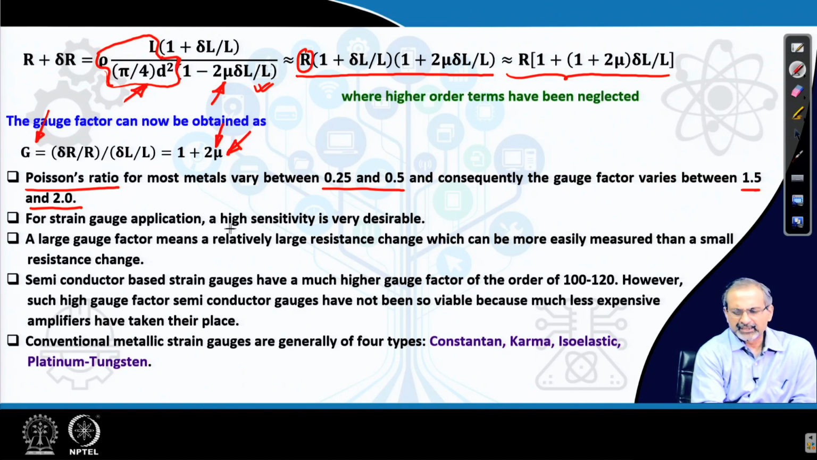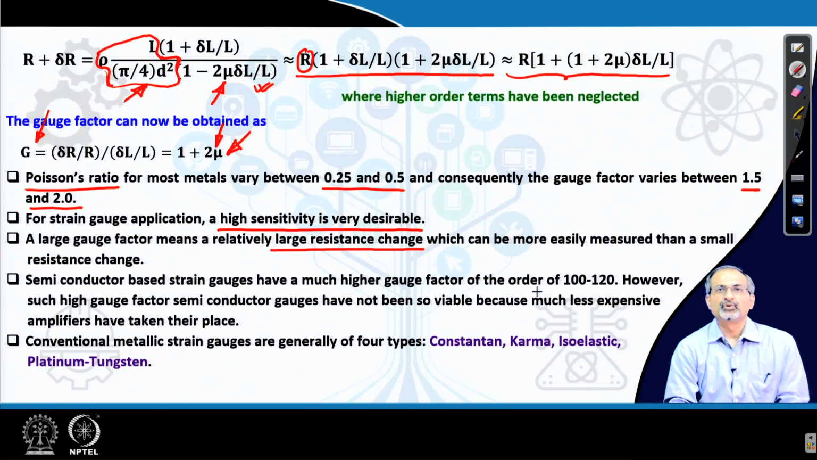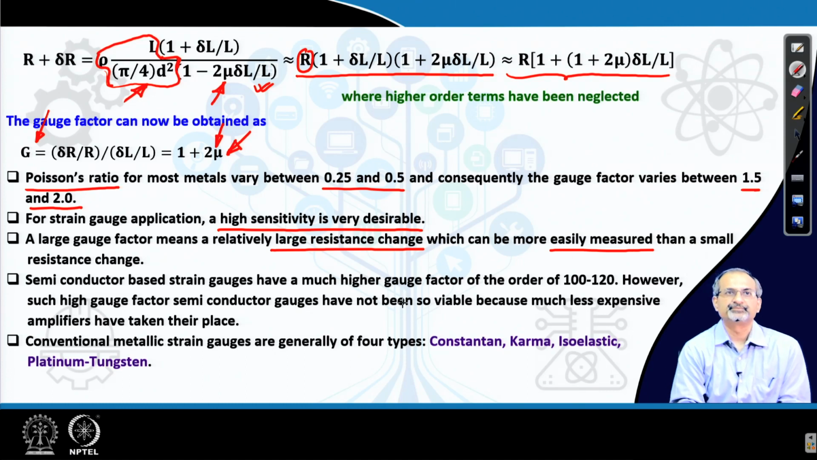For strain gauge application, of course, high sensitivity is very desirable, and large gauge factor means a relatively large resistance change for a given loading, which can be more easily measured than a small resistance change. So, having a large gauge factor is always advantageous.